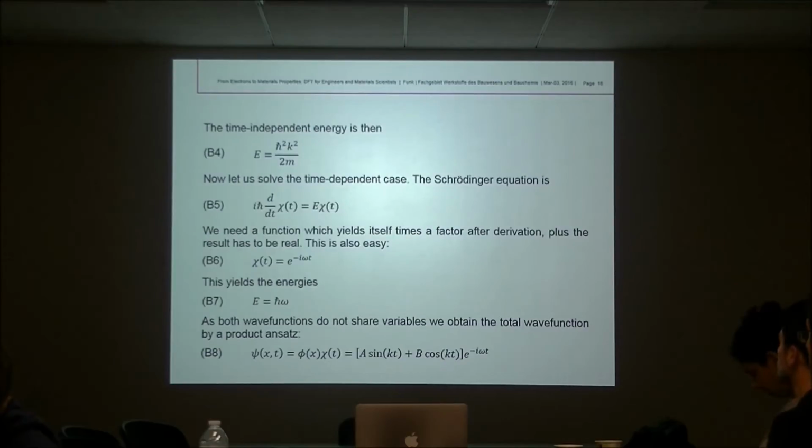Our wave functions did not share variables yet, so we can simply multiply to get the full space. It's the same particle, so we can multiply, and different coordinates. This is a very simple product ansatz. Don't run when you see these nice German words in quantum mechanics. You will find them everywhere.